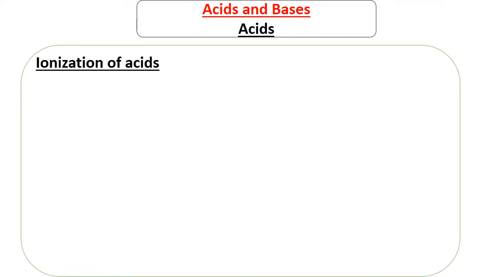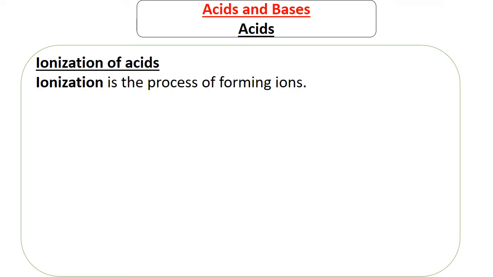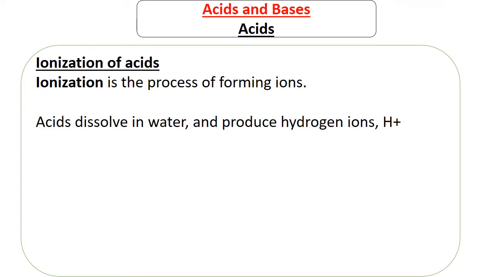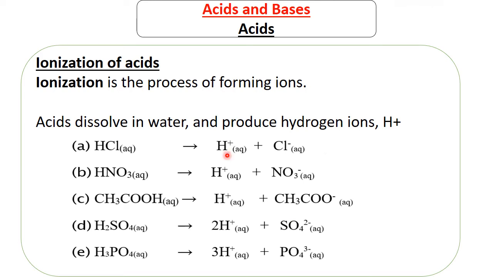So we're going to start a process called ionization. So what is ionization? Ionization is just the process of forming ions. Any process that ends up forming ions is called ionization. So acids dissolve in water and produce hydrogen ions, H+. According to the definition of an acid, this is what happens. An acid, when it dissolves in water, produces hydrogen ions as the only positively charged ions. So these are examples of ionization.